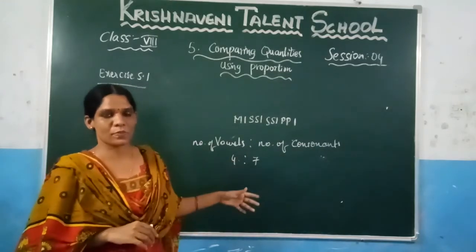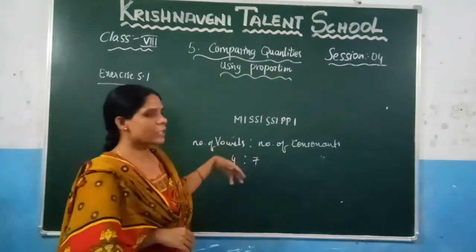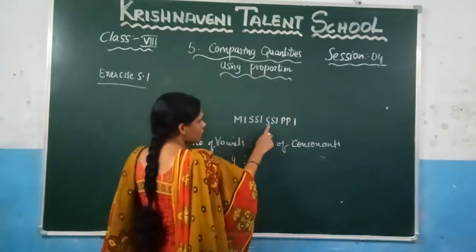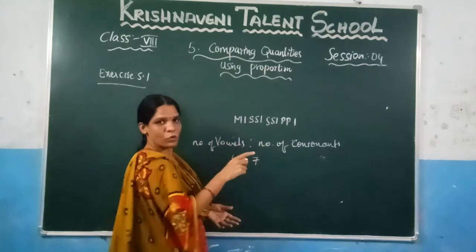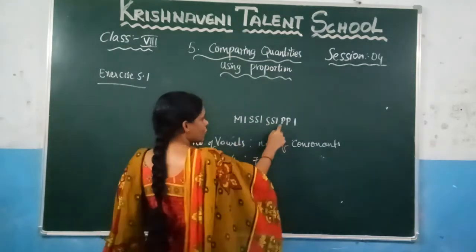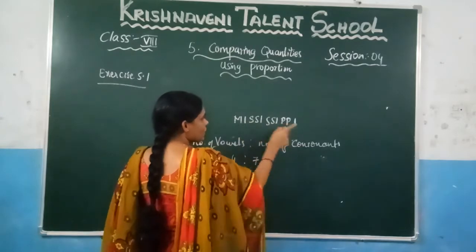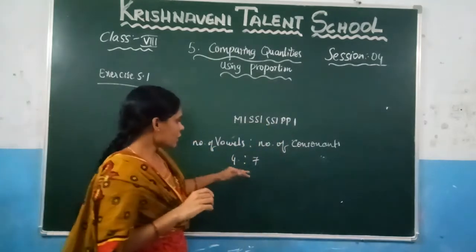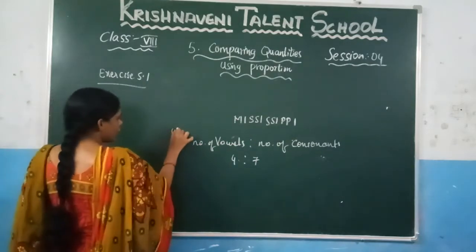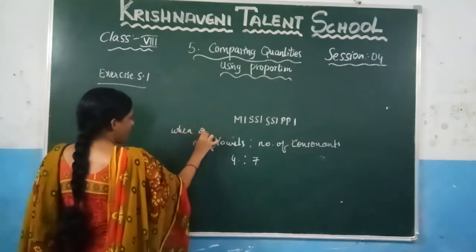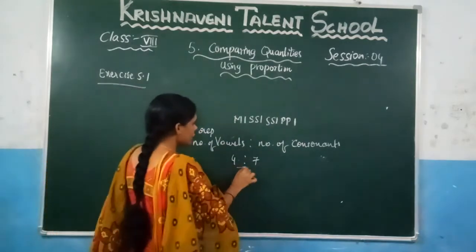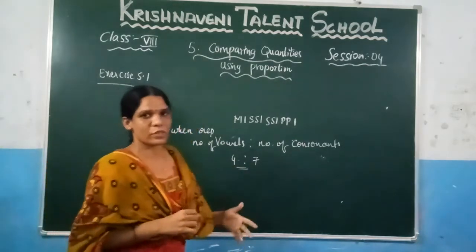That means you can observe that in this word many letters are frequently repeated. S is repeated 2 times and again S is repeated 4 times. You can observe here 1, 2, 3, 4. Similarly P is repeated 2 times, and similarly I is repeated 4 times. So this is the ratio when repetition is allowed: you get 4:7.